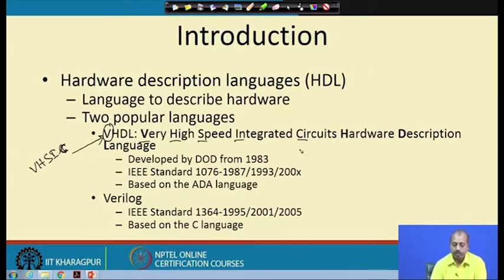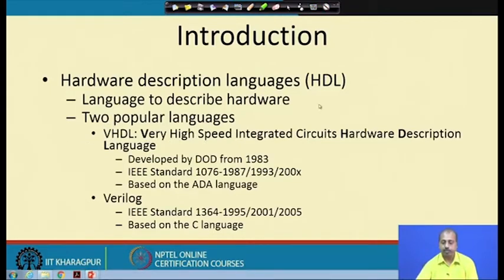It was developed by the Department of Defense from 1983, and IEEE standards have come up. It is based on the ADA language. So, the basic language on which VHDL has been designed is ADA. On the other hand, Verilog is another standard language. Again, an IEEE standard has been defined, and it is based on C language. So, you can learn either of them. As I said, for this course we have taken up VHDL.